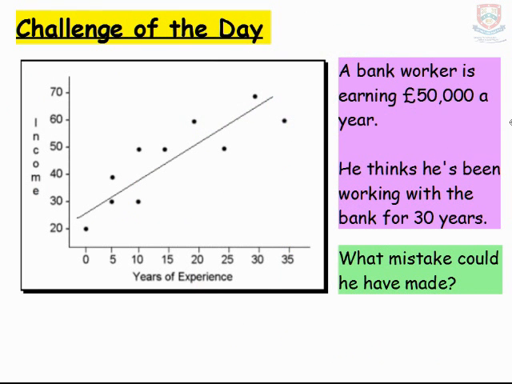So here's our challenge of the day. I borrowed this graph online and figured we could use it to come up with a slight problem. A bank worker is earning £50,000 a year. He thinks he's been with the bank for 30 years. But what mistake could he have made? Have a think and leave your answers in the comment section below.